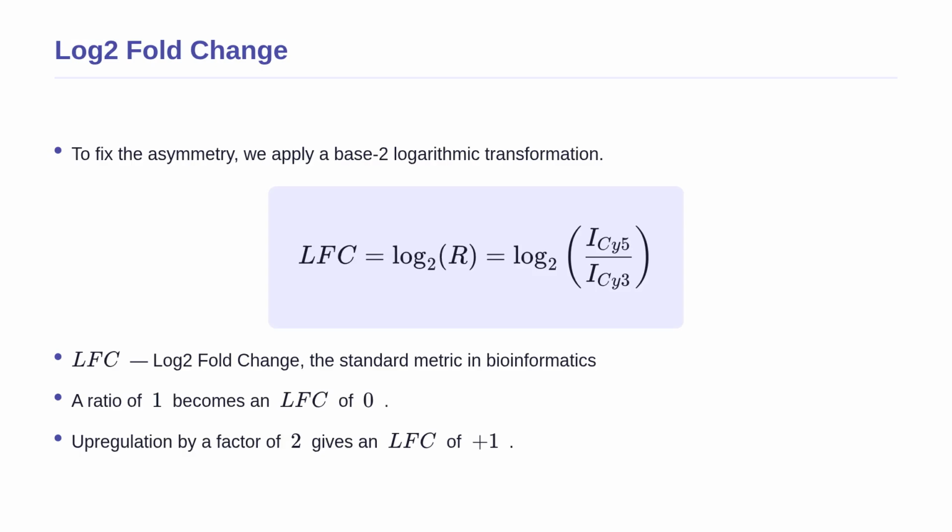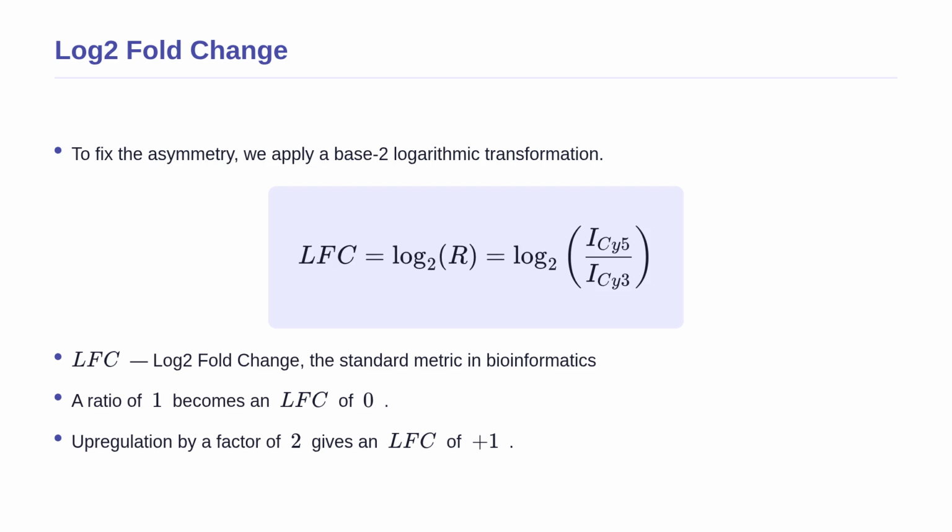To fix this severe asymmetry, computational biologists almost always use a logarithmic transformation. Specifically, they apply the base 2 logarithm of the raw ratio, which is universally known as the log 2 fold change. Here, the symbol LFC stands for the log 2 fold change. By taking the base 2 logarithm of our raw ratio R, we create a perfectly symmetrical scale centered around 0. If a gene is expressed exactly the same in both samples, the ratio is 1, and the LFC becomes 0 because the log of 1 is 0.